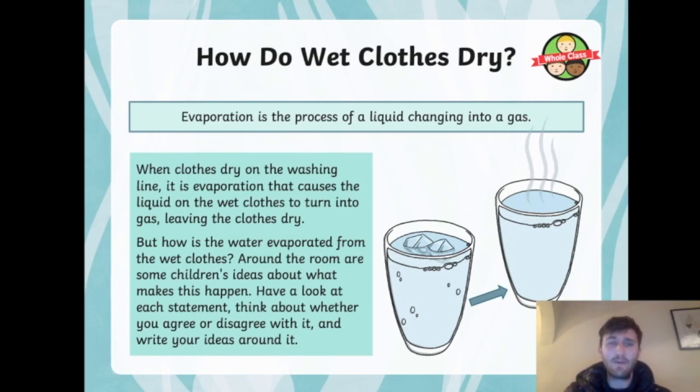Well, firstly, evaporation, for those that didn't know, we did look at it last lesson, is the process of a liquid changing into a gas. So water, when it's outside just after it's rained, is usually a puddle. Once the water begins to heat up above 0 degrees, the water evaporates. So how do wet clothes dry? Well, when wet clothes dry on the washing line, it is evaporation that causes the liquid on the wet clothes to turn into gas, leaving the clothes dry.